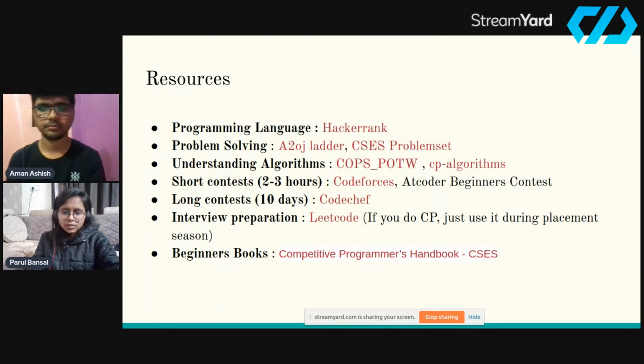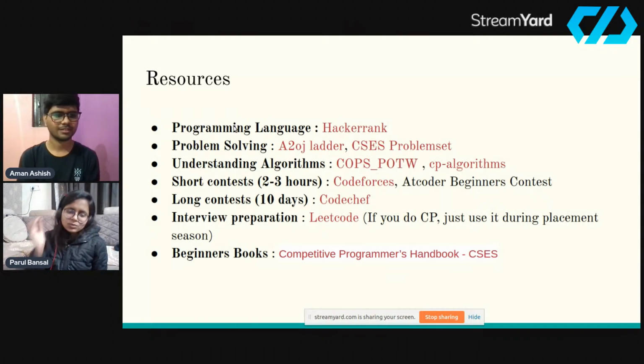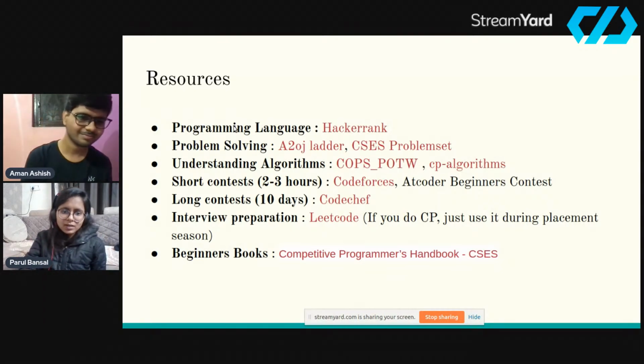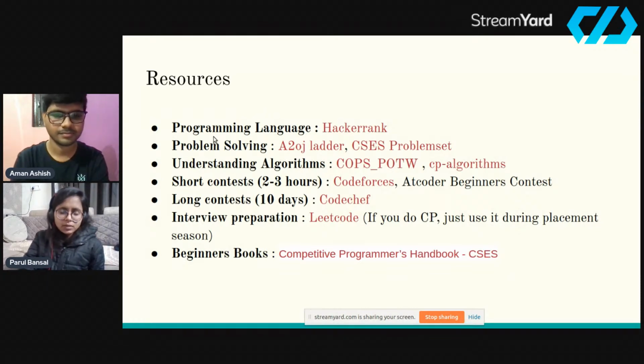We will share some trusted resources which we have used or must have used during our journey. I mentioned now how to start CP. So you have to learn any programming language. Let's say you have learned basic level and you have to gain some confidence in that.